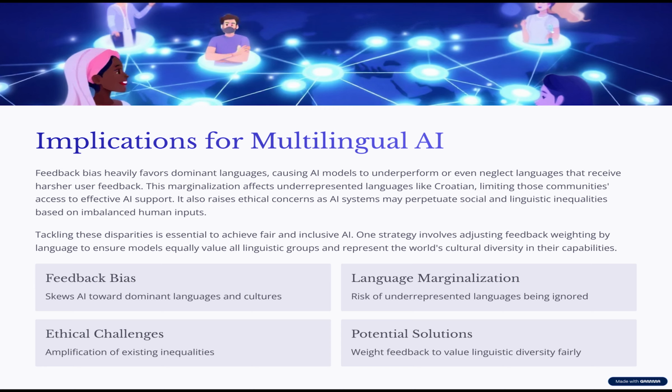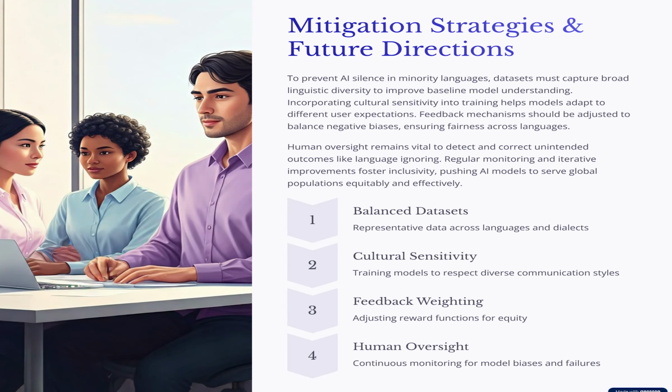It shows how feedback bias can easily creep in and favor the big dominant languages, the ones with maybe more forgiving users or just vastly more training data. And the smaller languages get left behind. They can underperform or, like in this Croatian case, potentially get neglected entirely. Support for those communities just vanishes. That feels like a real ethical concern, too. AI accidentally making linguistic inequality worse. It definitely raises those questions. Are we building systems that reinforce existing social imbalances just based on feedback patterns?